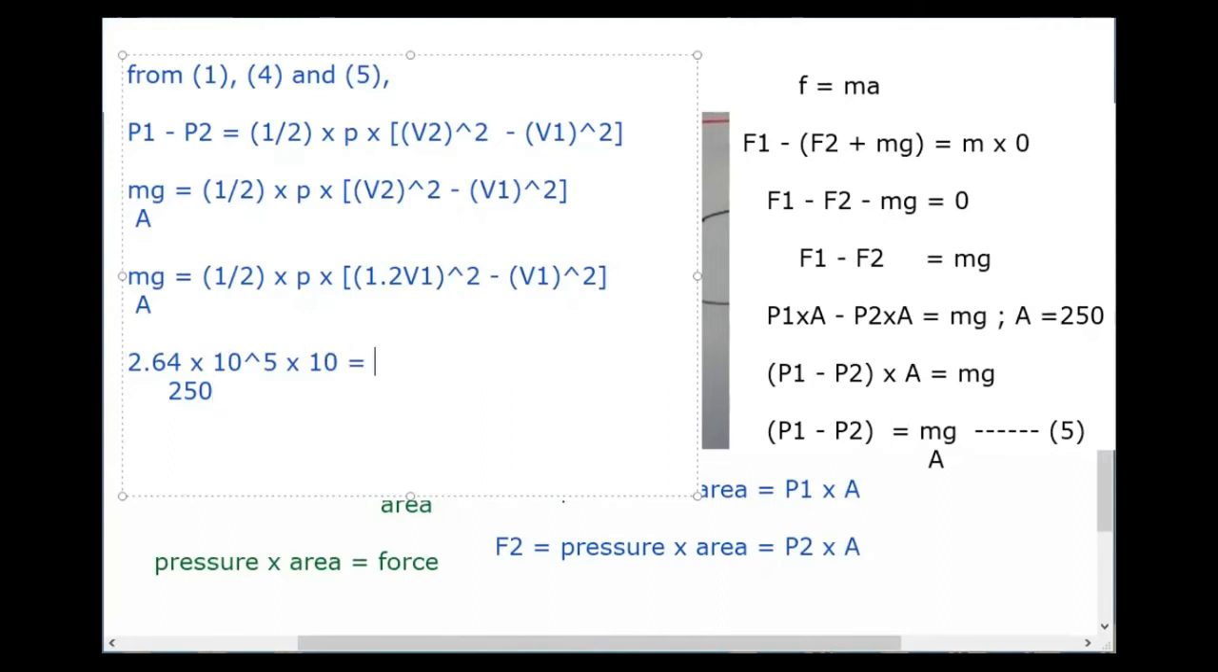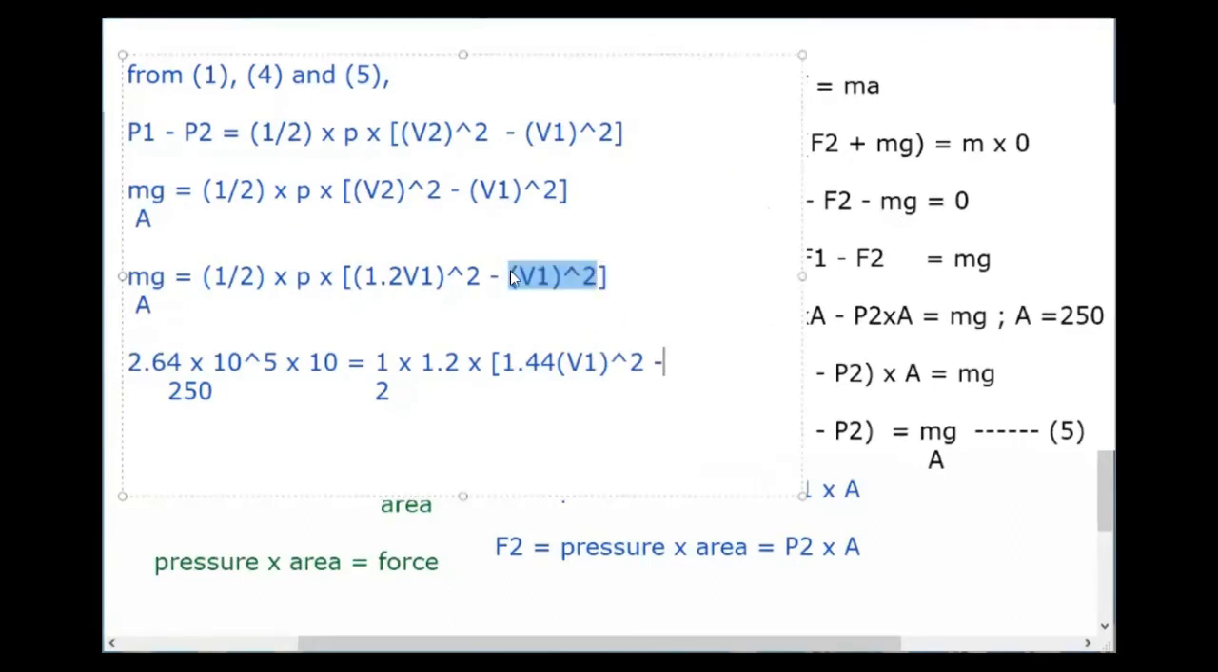Equals half. Let me write the half like this, and it will be much easier to simplify. Half into what is the density of air? 1.20. 1.2 into what is the square of 1.2, dear? 1.44. And here we have 1.44 V1 square minus we have this V1 square.